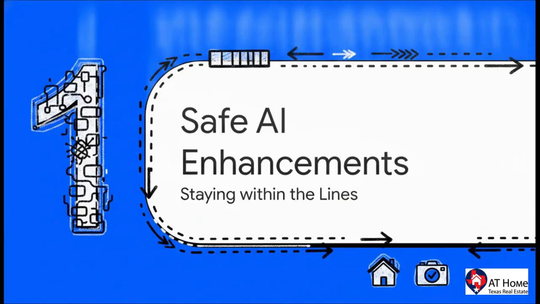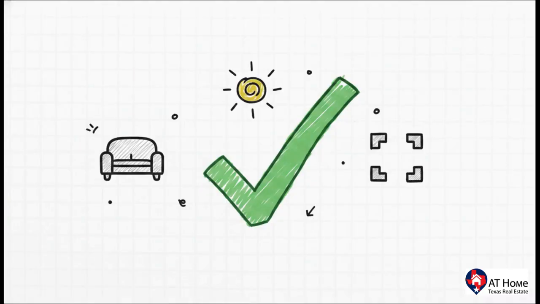Moving on to our first section, safe AI enhancements, staying within the lines. So let's start with some good news and actually look at what is allowed. The great thing is, our safe zone is pretty clearly defined, which means you absolutely don't have to abandon AI altogether. There are still some highly effective ways to use it totally legally. First up is virtual staging.